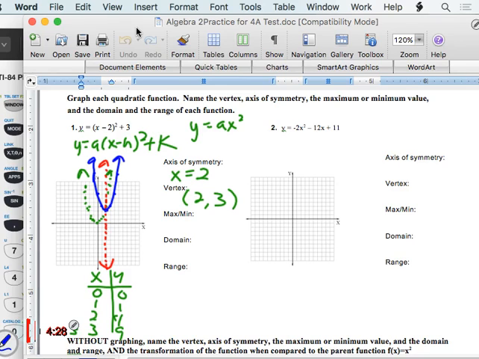All right, so does this one have a max or a min? It has a min. It's got a bottom number right here. Well, what is that? Our vertex, isn't it? Isn't that what we said it was, 2, 3? So that's our minimum. 2, 3, right there.